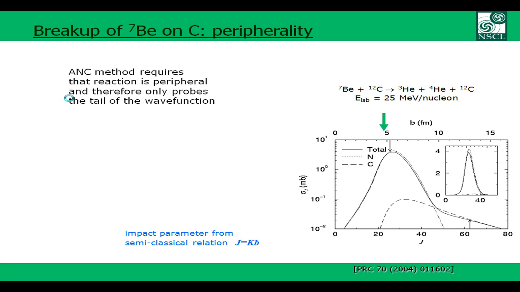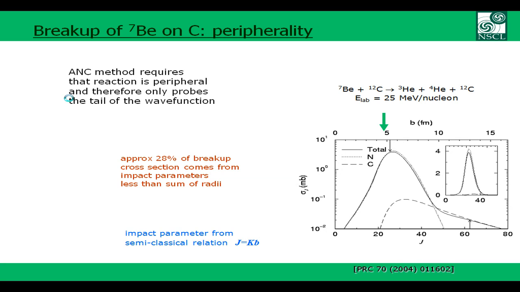Now, if you relate this to impact parameter in a semi-classical picture, then the surface of the nucleus would be somewhere here, which means you're actually catching quite a lot from the interior for this reaction. So what we concluded was that about 28% of the breakup cross-section was coming from impact parameters smaller than what you'd wish if you wanted to extract an ANC.